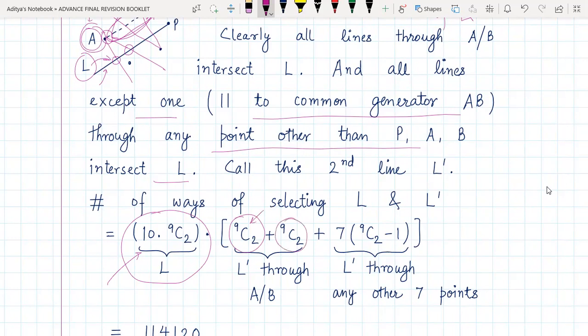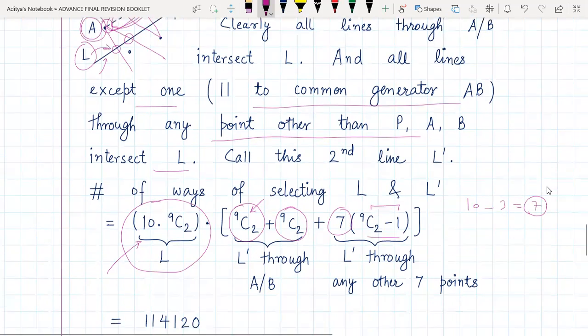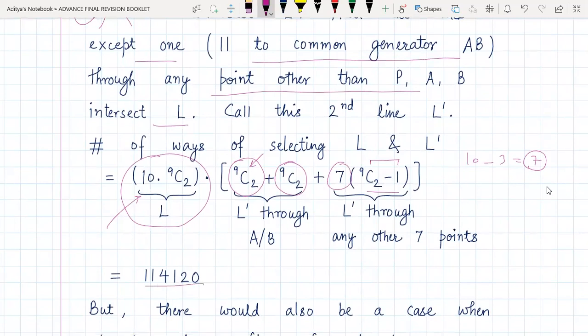Same for B also. And then for the remaining 7 points, how many lines will intersect it? 9C2, but minus 1, because one single line will not intersect, into 7. Why? Because the number of points remaining is 10 minus 3, which is 7. Except P, A, and B, there are 7 points, right? So all the lines through them will intersect at these many points. So into 7 we have done. So that also gives us 114120.